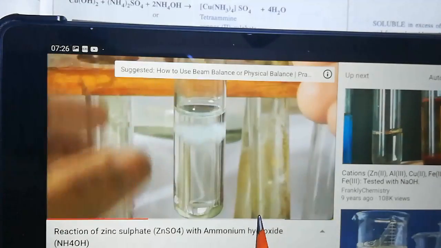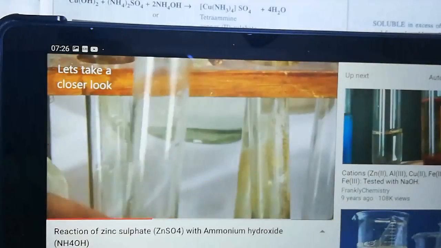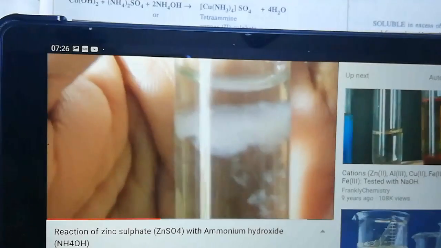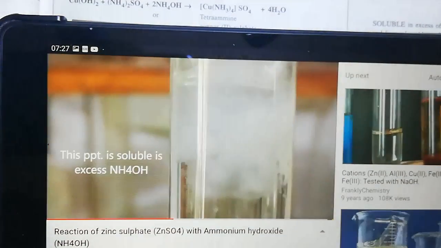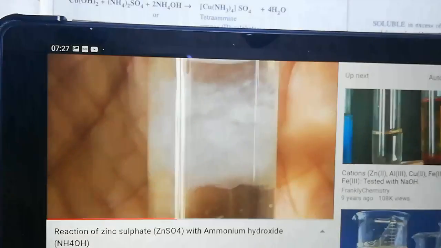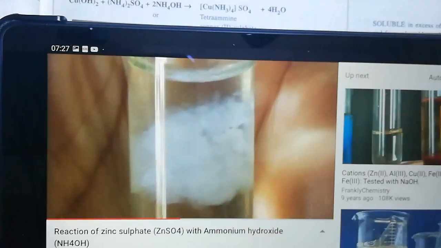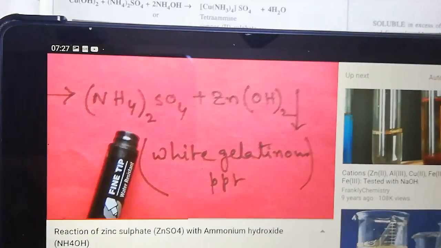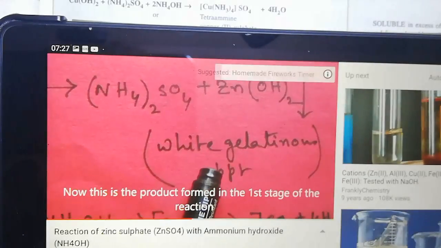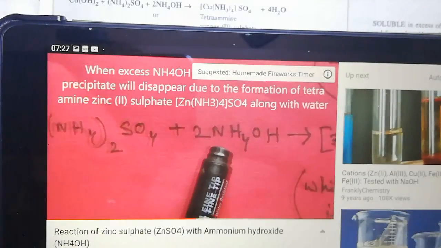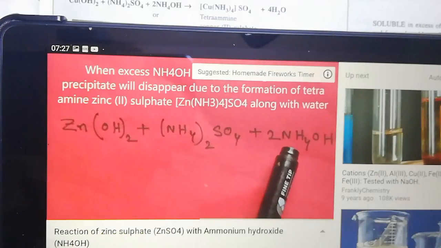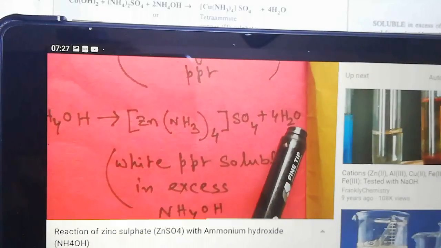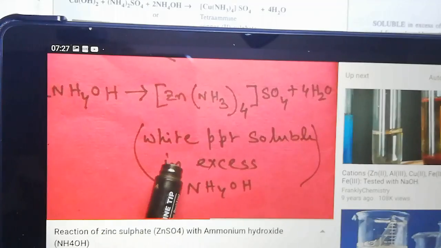Okay, and now we will see the change when excess of ammonium hydroxide is added there. This PPT is soluble in excess of ammonium hydroxide, and you can see excess ammonium hydroxide is added there. The gelatinous precipitate will dissolve step by step slowly, and that is the reaction. And the tetraamine zinc sulfate is there. Okay, white PPT soluble in excess NH4OH.